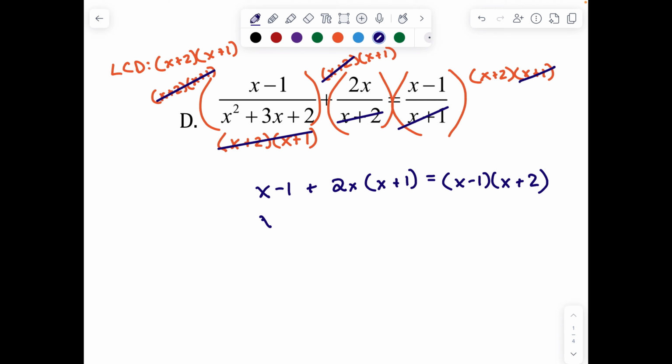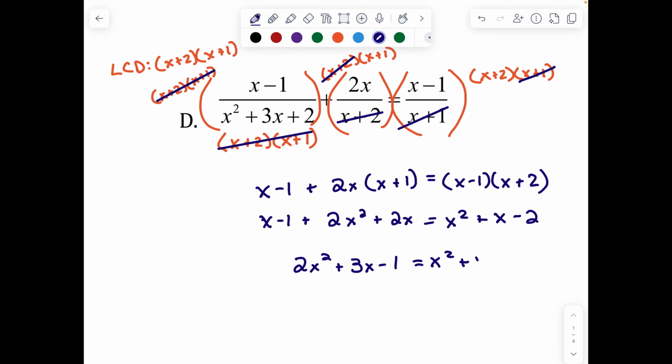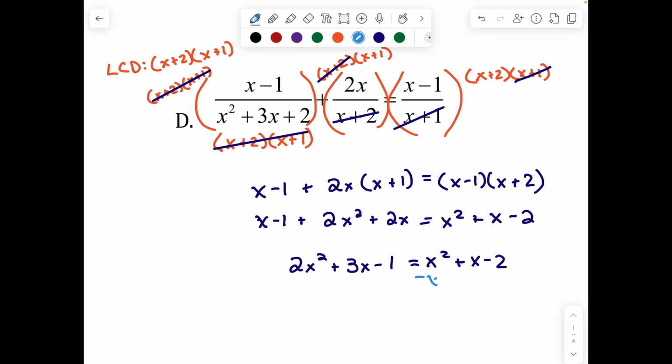So we're going to go ahead and do some simplifying here. So we have 2x squared plus 2x equals x squared. This would give me plus 2x minus x, so just plus x minus 2. I'm going to simplify that left-hand side a little bit. So I have 2x squared plus 3x minus 1 equals our x squared plus x minus 2. I'm going to go ahead and subtract over my x squareds, my x, and add my 2.